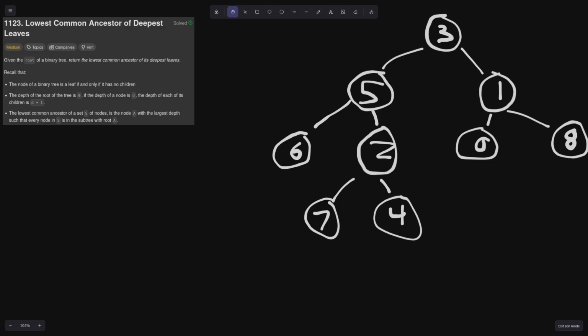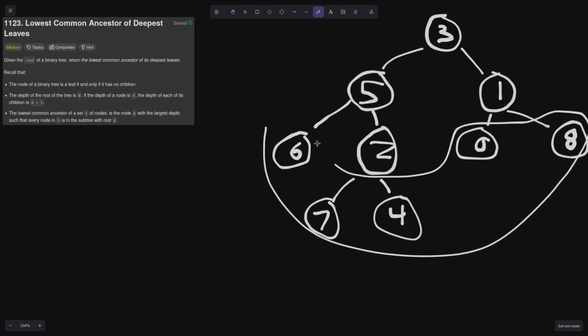This is Leetcode 1123, lowest common ancestor of deepest leaves. Let's get into it. This is a medium difficulty problem, and we're given the root of a binary tree. We want to return the lowest common ancestor of its deepest leaves. Note that a node of a binary tree is a leaf if it has no children, so in our case, all of these are leaves.